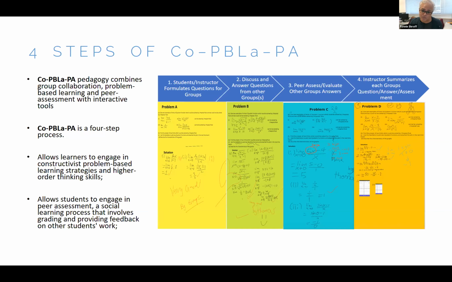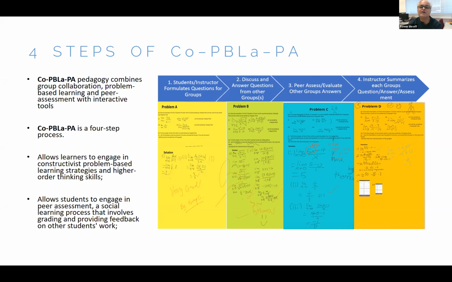You can use other forms of interactive technology enhanced tools as well. So this CoLAP is based on a 4-step process, as you can see. Basically the instructor students formulate questions for the groups. Ideally, also the students can formulate their own questions. The second stage is really discussing and answering questions from each other's groups. And you can see exemplars of this shown below.